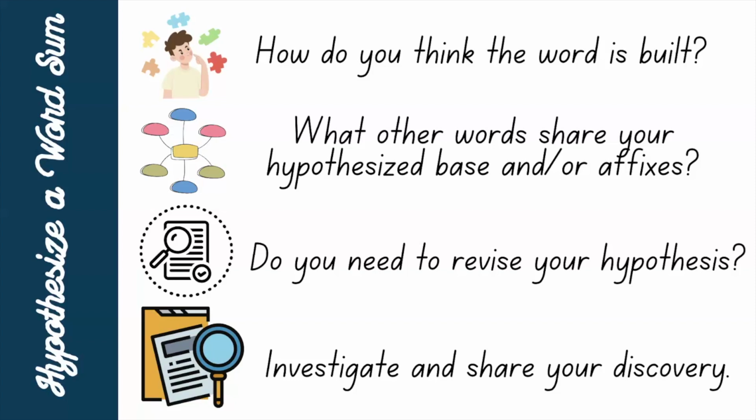Then we have to ask ourselves, what other words share those parts? So if we've ended up with a part that we can't explain or connect to other words in English spelling, we probably have made some kind of error, because there's very few words that are the only one with that particular morpheme. Once we've done that, we might need to revise our hypothesis. And then my favorite part is when we get to investigate and share our discoveries with one another.